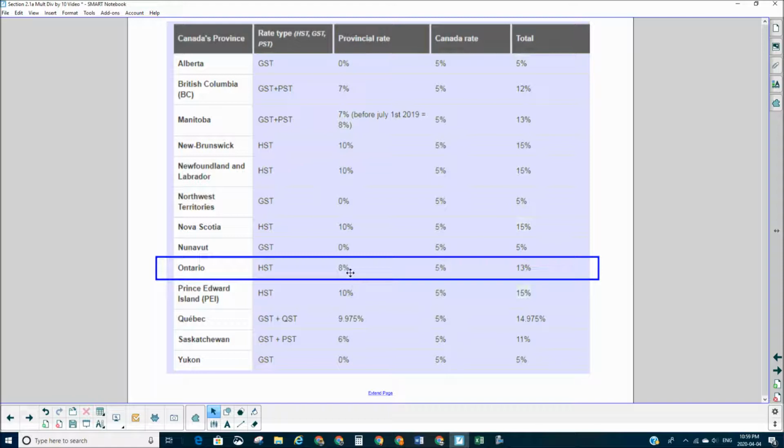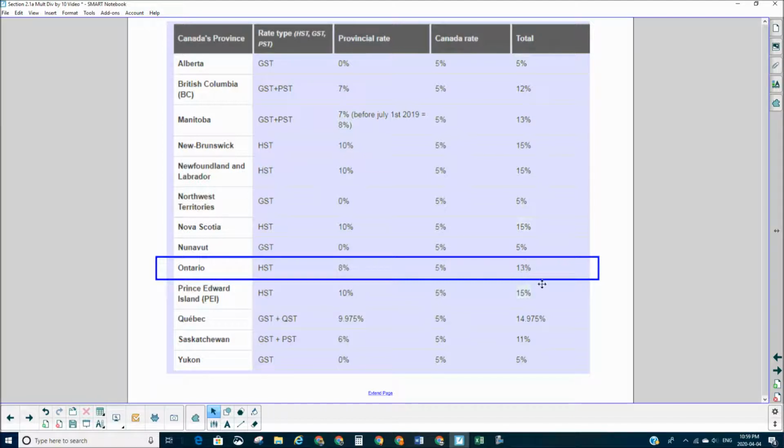And so for Ontario, we have 5% that we have to pay to Canada, and then 8% that goes to the provincial. But we've decided, instead of having two taxes on our bills, we just have one harmonized sales tax, which is a combination of both. So we pay the 8 plus 5 to get us 13%. 13% is a lot of money.